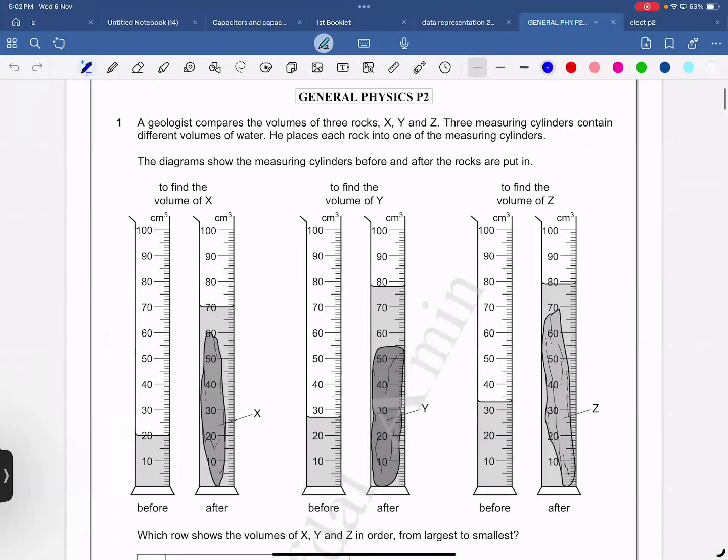Hello. So we are going to solve General Physics MCQs paper 2. It's an easy topic.